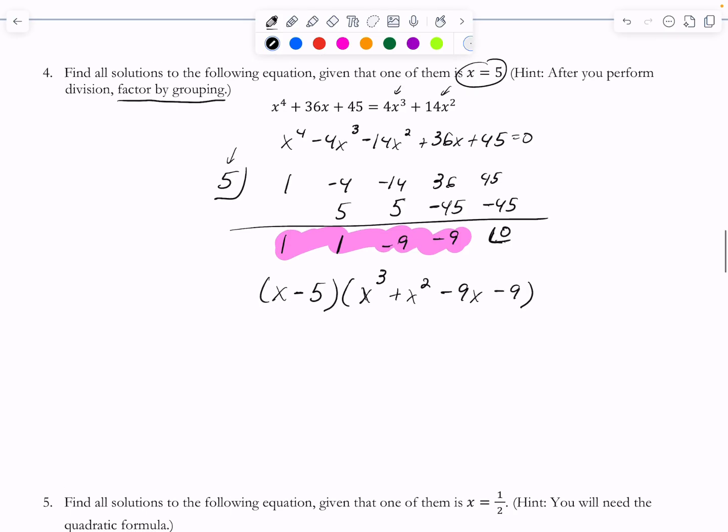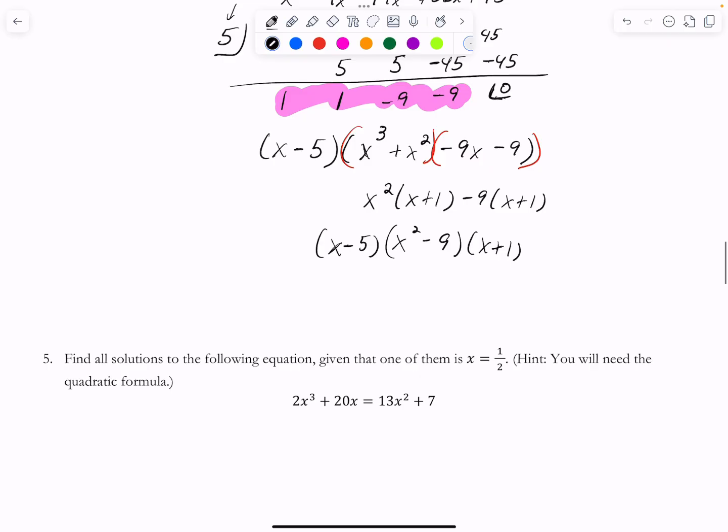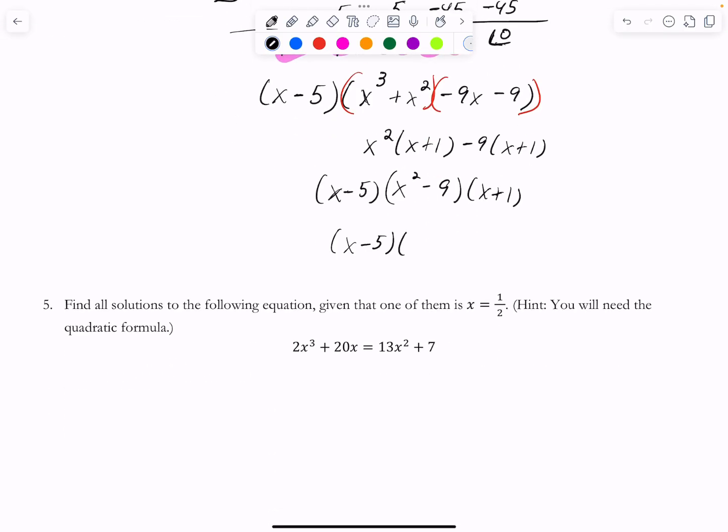minus 9. It did say a hint of using grouping, so I'll go ahead and do grouping. Factor out x squared, you get x plus 1. Factor out minus 9, you get x plus 1. Keep going. That's x squared minus 9. Let's try that again. Times x plus 1. Bring down the x minus 5. We're not done yet, right? This is the difference of 2 squares, so my fully factored is going to be x minus 5, x plus 3, x minus 3, and x plus 1.